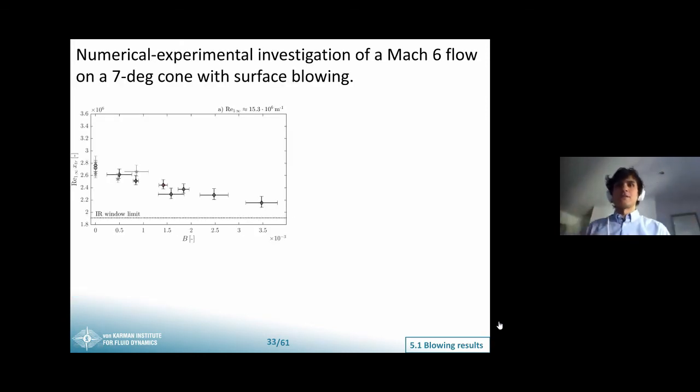Okay, so we went ahead and did just that. So what we're seeing here is the transition Reynolds number, a measure of at what streamwise station transition onset occurs, as a function of the blowing parameter.